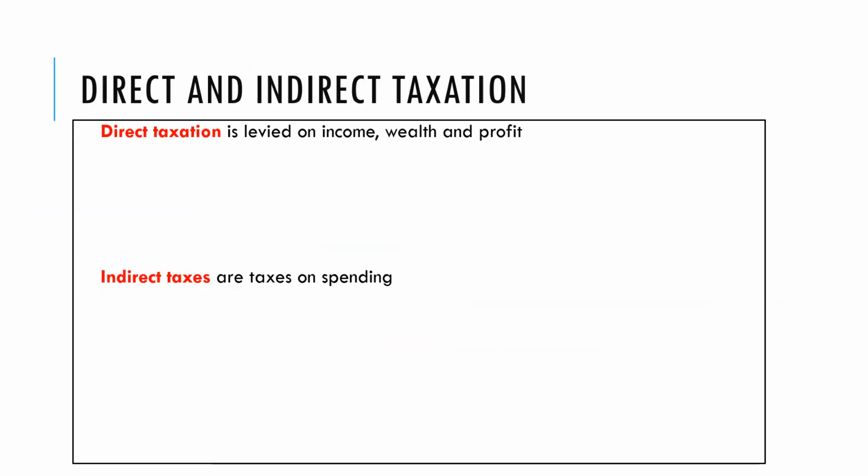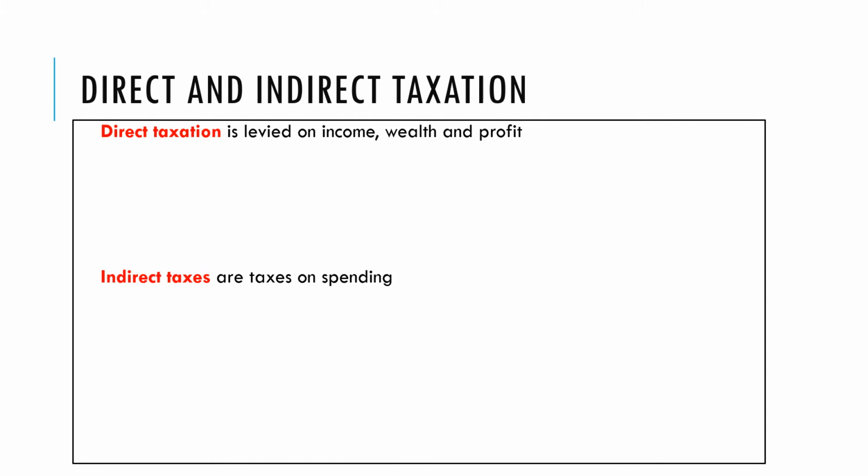In terms of taxation, there are two important key terms, and it's important we have these down and learn these. There are two different types of taxation. One is direct taxation, which is levied on income, wealth, and profit. And the word levied here is just when you apply a tax to anything, you levy a tax. So it's the verb we would use for applying a tax. So direct taxation is any tax that is applied directly to income, wealth, or profit.